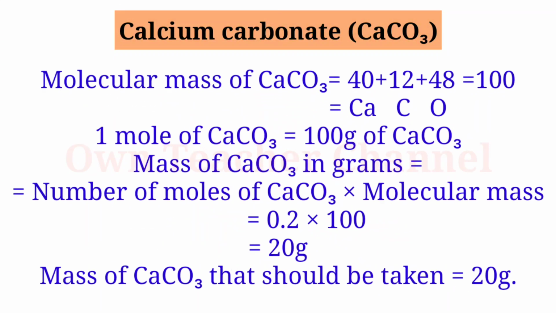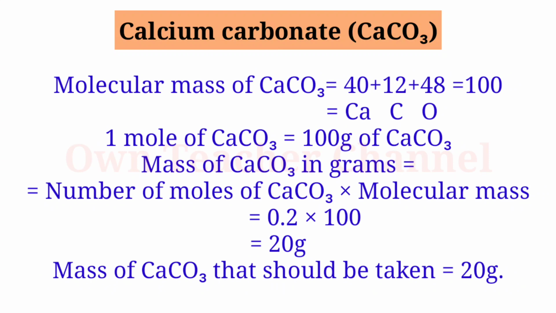Calcium carbonate. Molecular mass of calcium carbonate is equal to 40 plus 12 plus 48 means 100. 1 mole of calcium carbonate is equal to 100 gram of calcium carbonate. Mass of calcium carbonate in grams is number of moles of calcium carbonate into molecular mass, that means 0.2 × 100. We get answer 20 gram. Mass of calcium carbonate that should be taken is 20 gram.